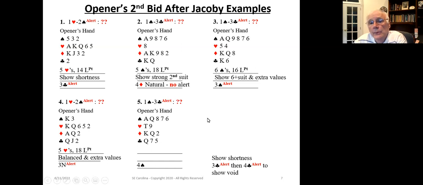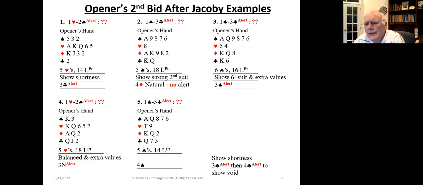Let's look at example number 5. Okay, here we're in spades again, and we're going to initiate Jacoby. Jacoby was initiated by a partner bidding 3 clubs. What do we got here? Well, we've got 5 hearts and 14 points.